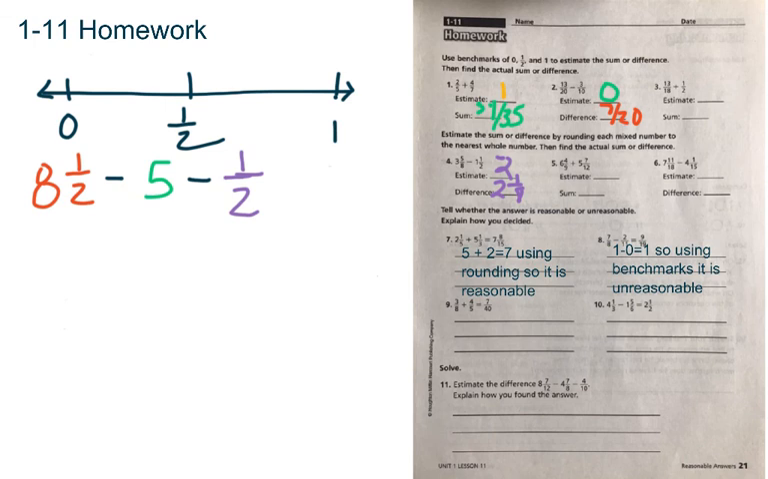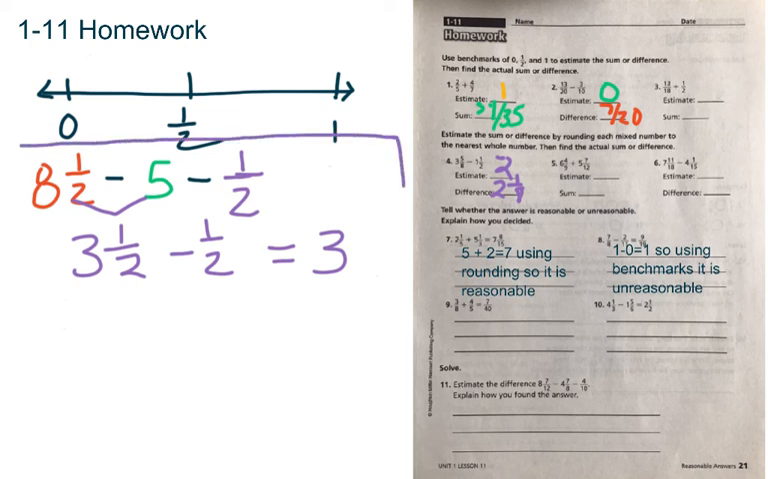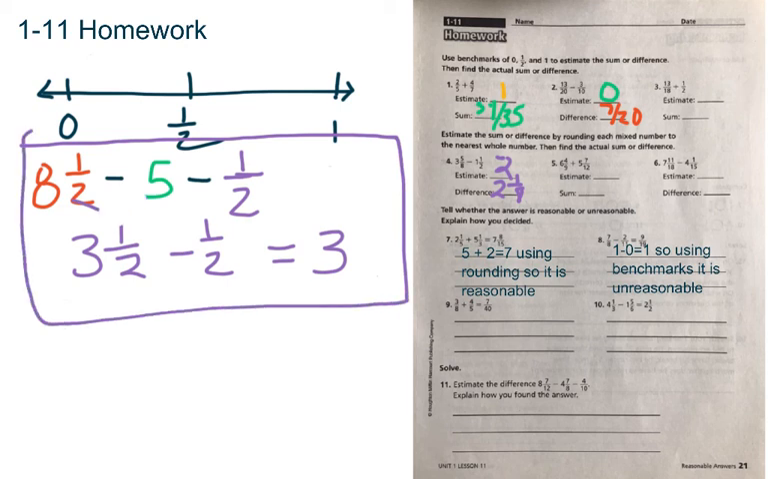And now we can do our subtraction with our estimated values. 8.5 minus 5 is equal to 3 1/2. And then 3 1/2 minus 1/2 is equal to 3. And so your answer here is going to be 3, but make sure you include this whole equation that we have right here. I'm going to put a box around it so you can see it, and make sure you have 8.5 minus 5 minus 1/2 is equal to 3.